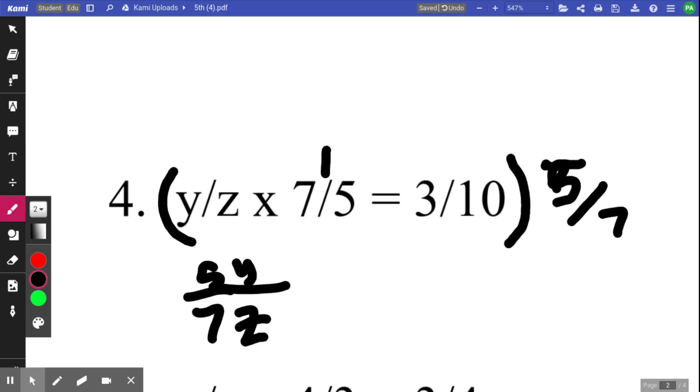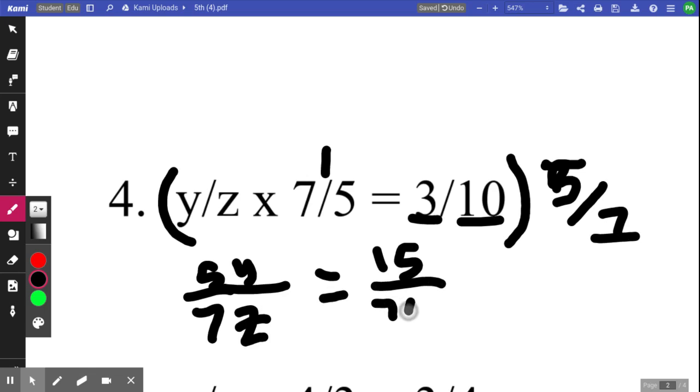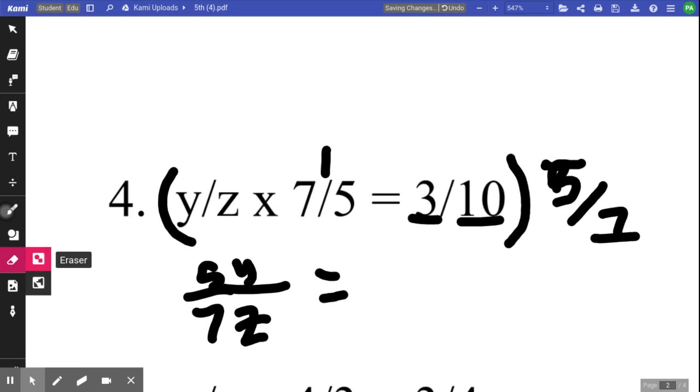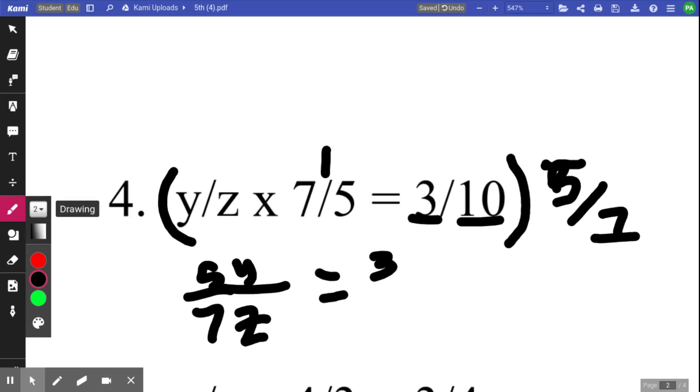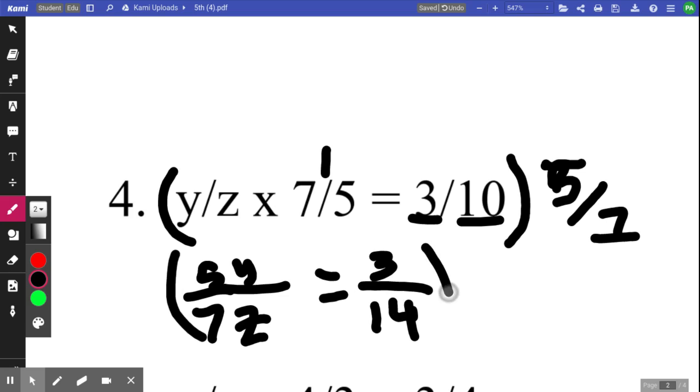y over z equals, we multiply top 15, bottom 70, or it'll also equal 3 over 14. And then again, you multiply by the reciprocal to get rid of this.